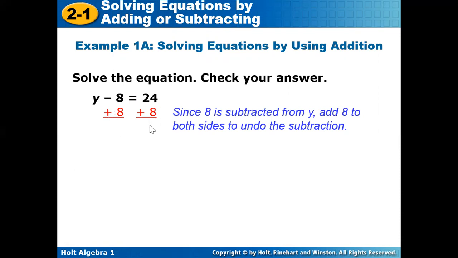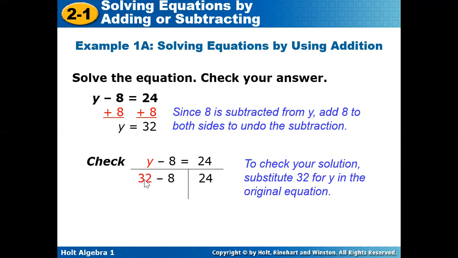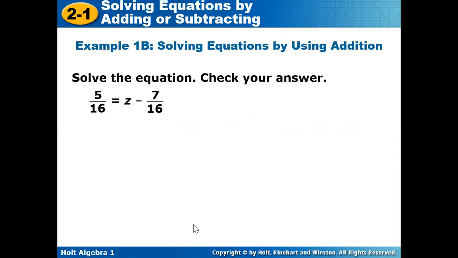And then this will give us our solution. We have our variable on one side by itself, and we have a number on the other side. That is how we have the solution here. You can always check it by plugging your solution into the original equation. If y equals 32, we'll substitute 32 in for y. 32 minus 8 does indeed equal 24. So that's a good deal.